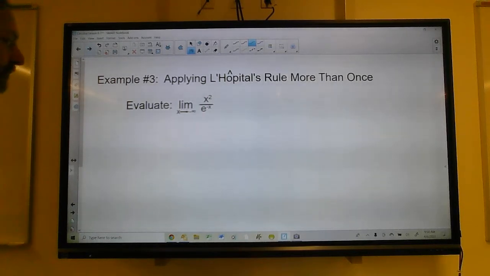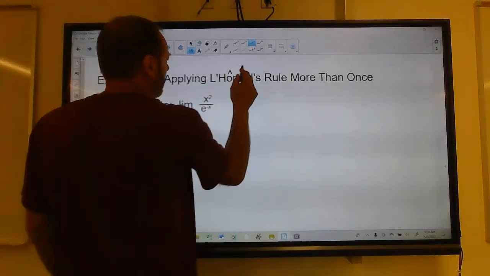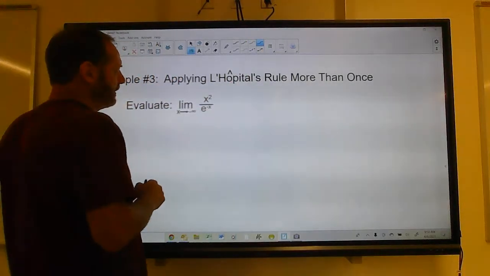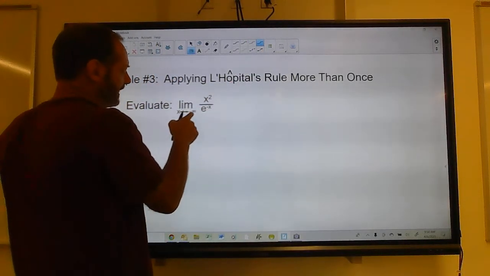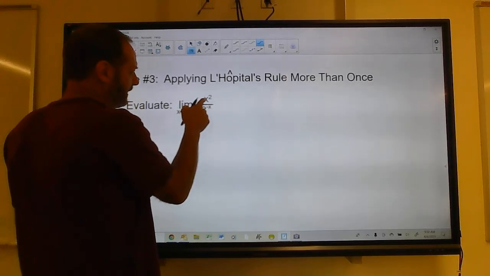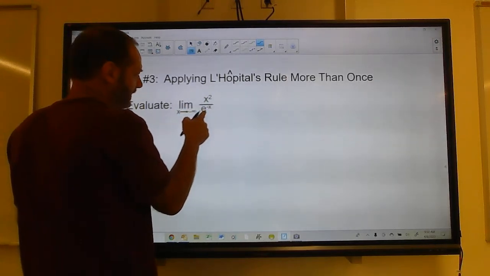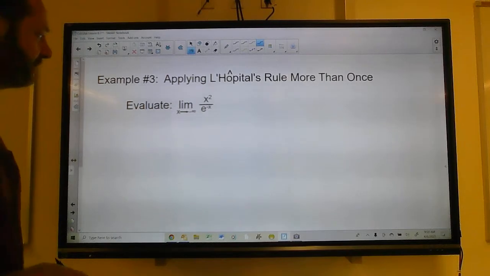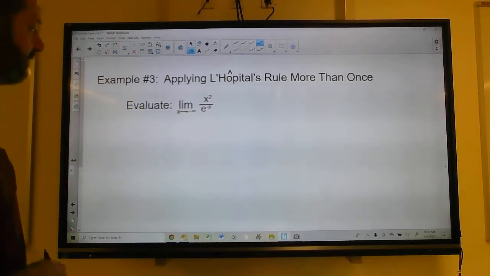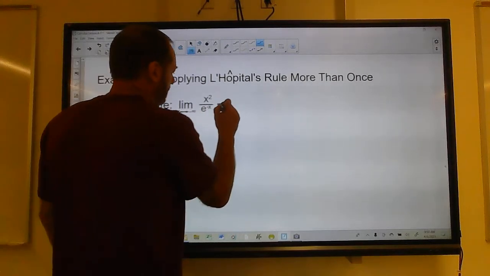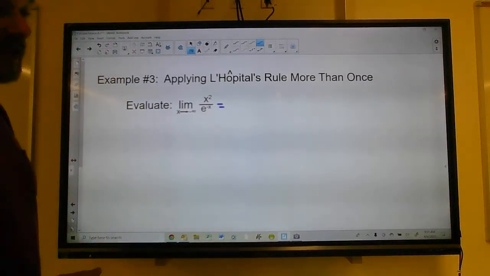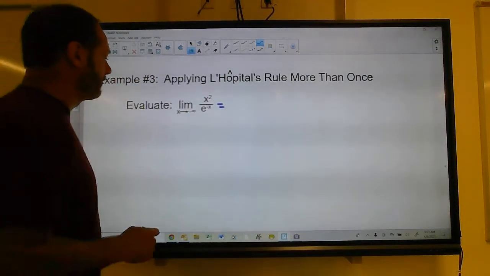Okay, what if I have to do it more than once? All right, here's a situation where, again, this is not real hard. Okay, as x goes to negative infinity, this would be positive infinity on top, and this would be positive infinity on the bottom. So it's an indeterminate form. Always check it. Don't just assume it's an indeterminate form.